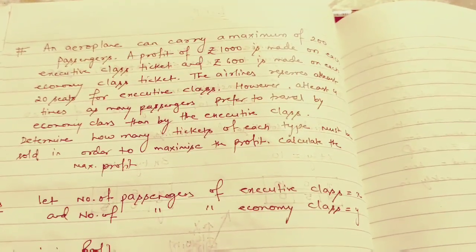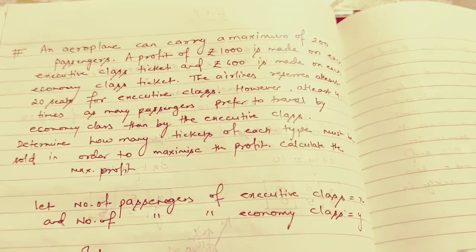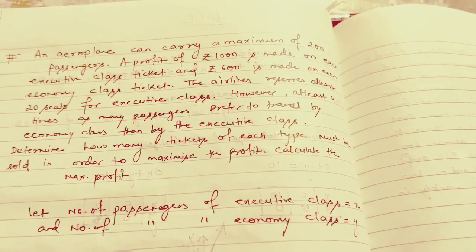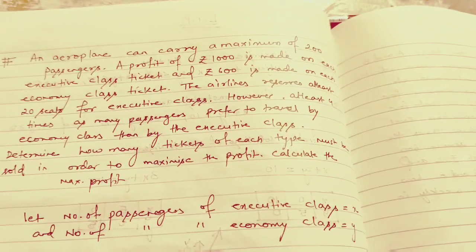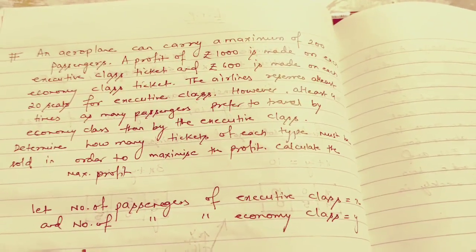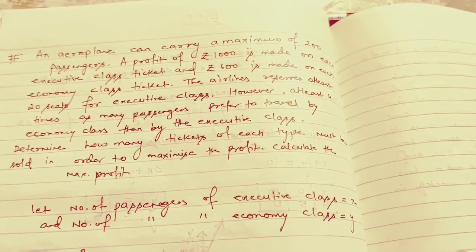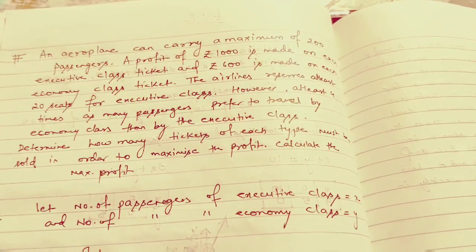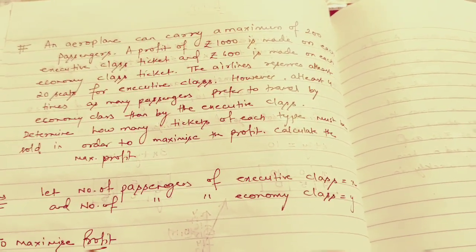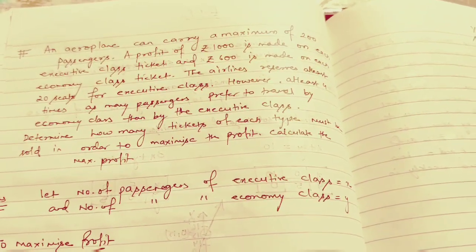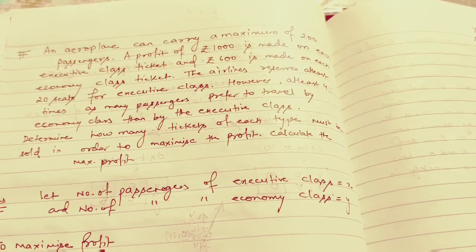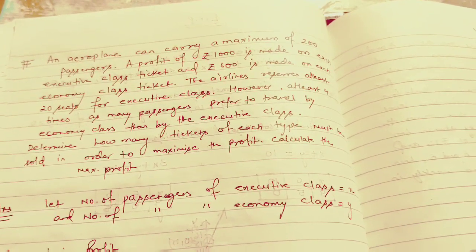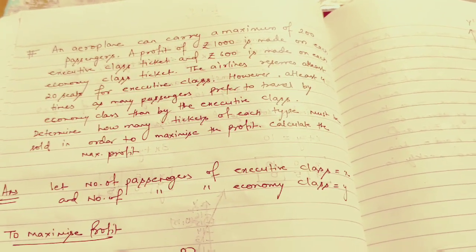Now we are going to see one more question. An aeroplane can carry a maximum of 200 passengers. A profit of rupees 1000 is made on each executive class ticket and rupees 600 is made on each economy class ticket. The airline reserves at least 20 seats for executive class. However, at least 4 times as many passengers prefer to travel by economy class than by executive class. So we have to determine how many tickets of each type must be sold in order to maximize the profit.